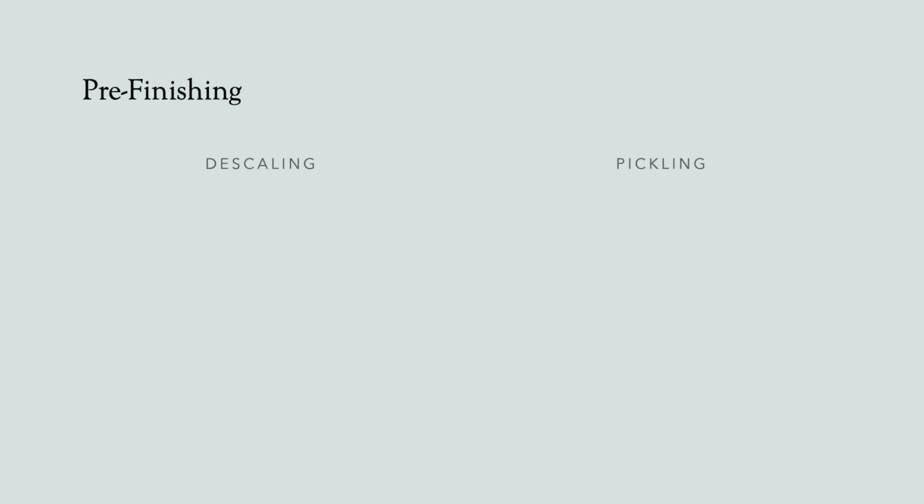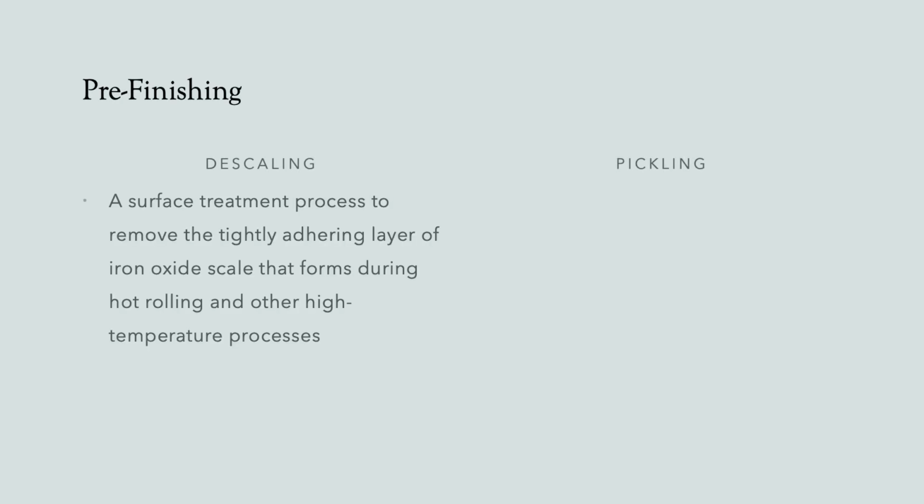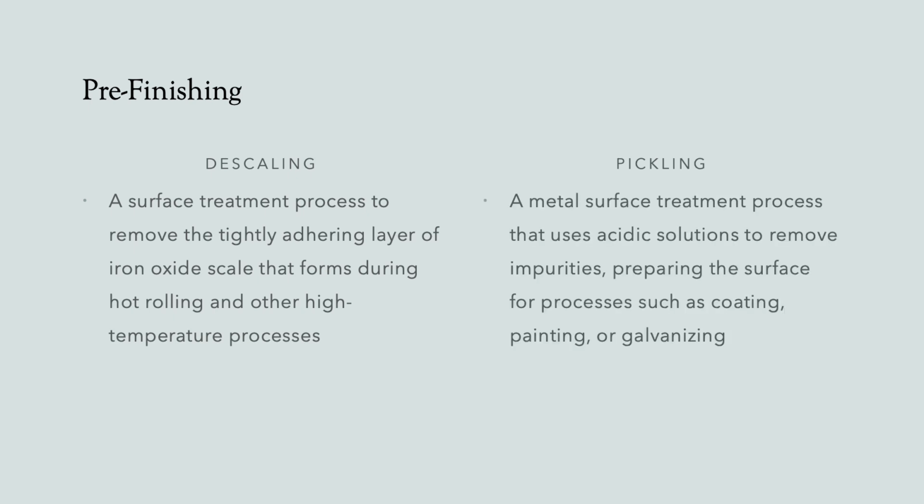Pre-finishing includes descaling and pickling. Descaling is a surface treatment process to remove the tightly adhering layer of iron oxide scale that forms during hot rolling or other high temperature processes. Pickling is a metal surface treatment process that includes using acidic solutions to remove impurities, preparing the surface for processes such as coating, painting, or galvanizing.